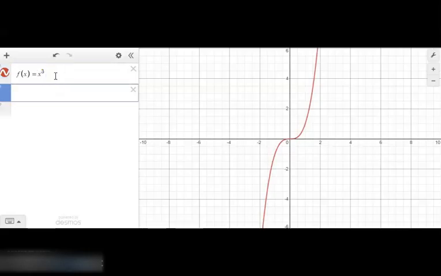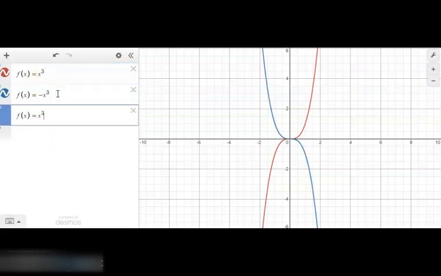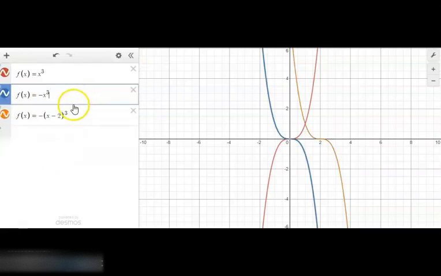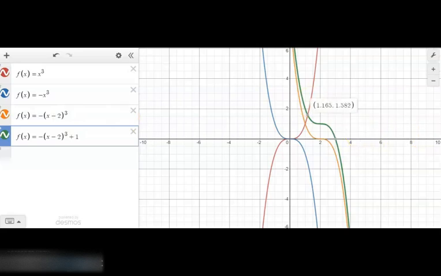Okay, let's get the parent function. Let me reflect it. So it is reflected. Let's change the color of this, maybe green, okay, maybe blue. So we have reflected it. Now after reflection, what can we do? Basically we can shift it 2 units to the right as we did. Then what can we do last? The last thing that we can do is f of x equal to minus x minus 2 cube and then plus 1. So that's it. So this is the graph that we had drawn, the green one. I hope that makes sense.